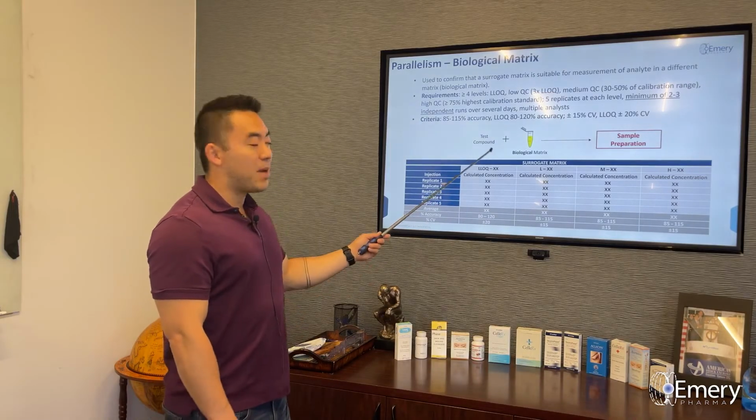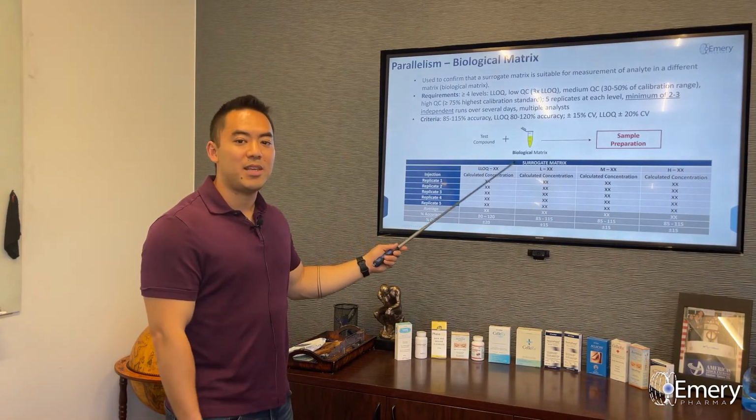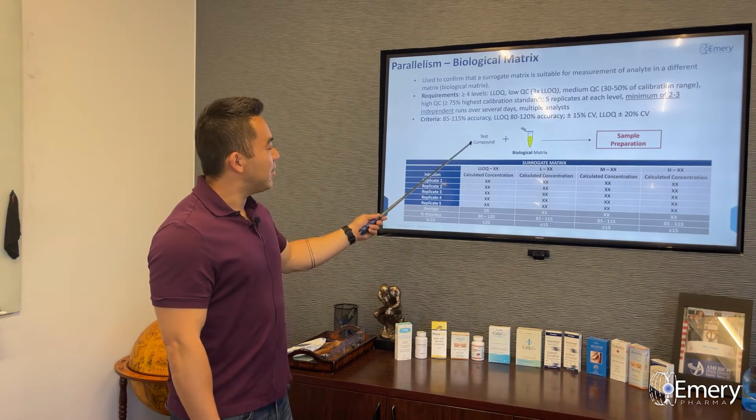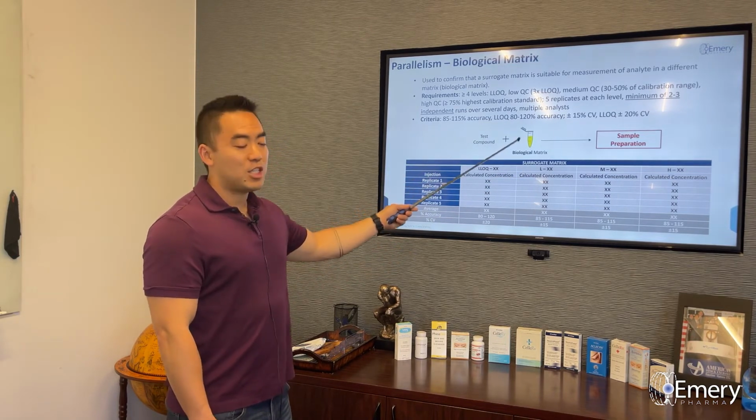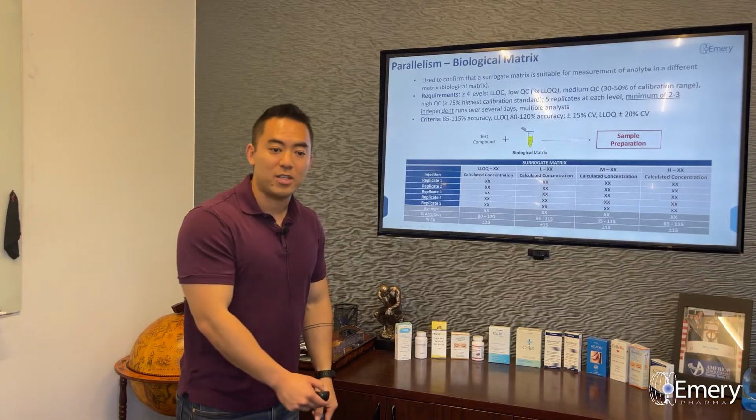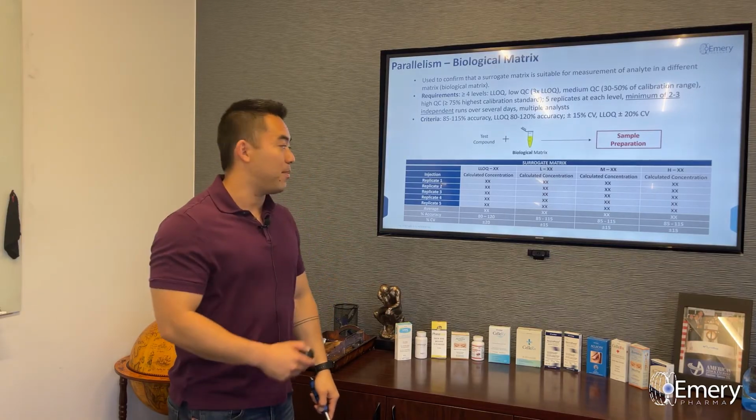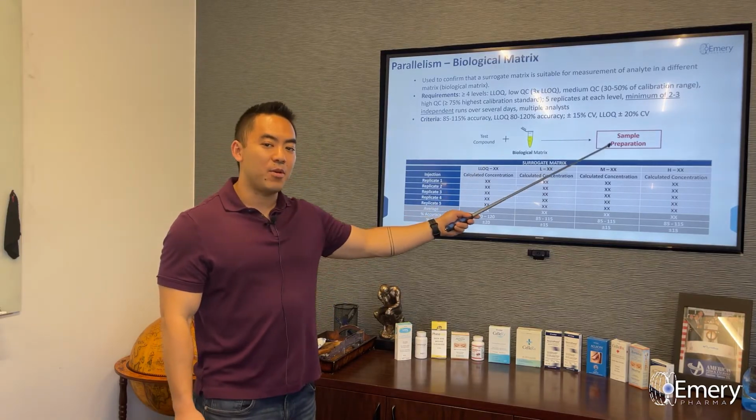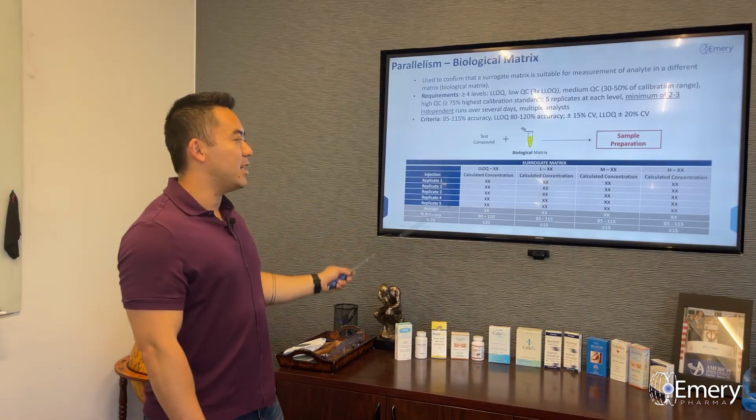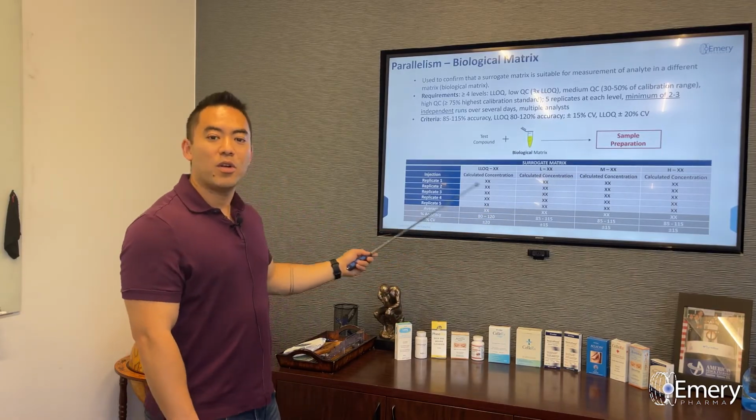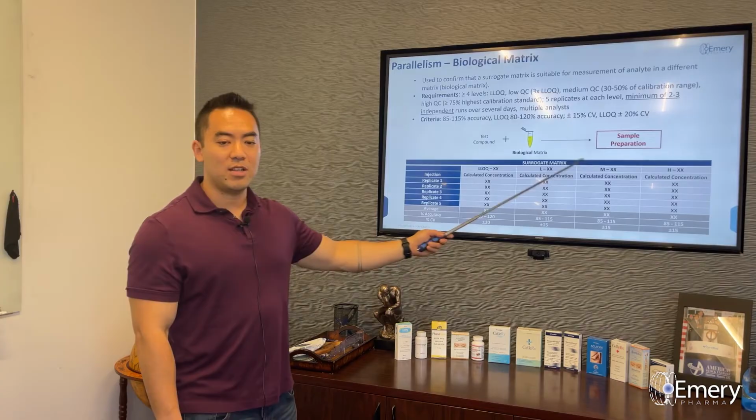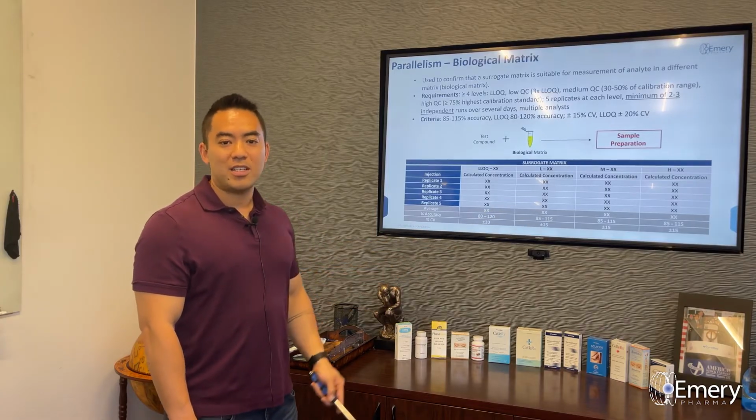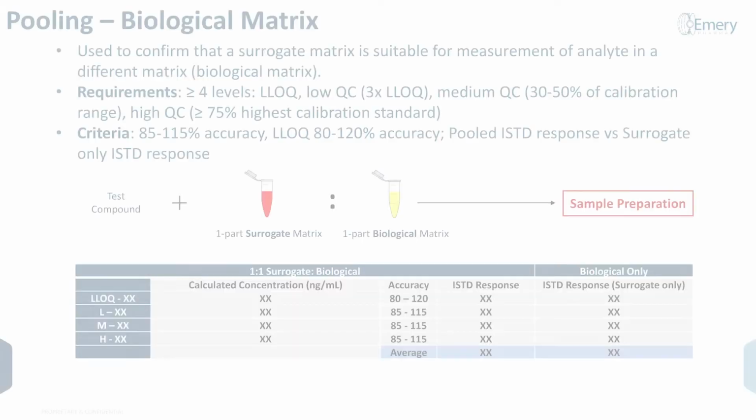In order to test parallelism, you do the exact same thing as the QCs, except this time you're taking the test compound and spiking it with the biological matrix, so the actual matrix of your samples. You undergo the same sample preparation, and you generate a data table that looks something like this, where again you have the replicate values at each level, the average, the accuracies, and the percent CVs.